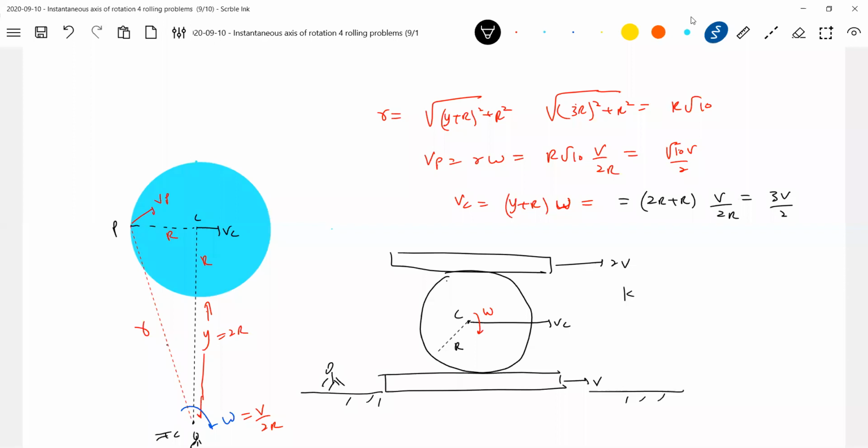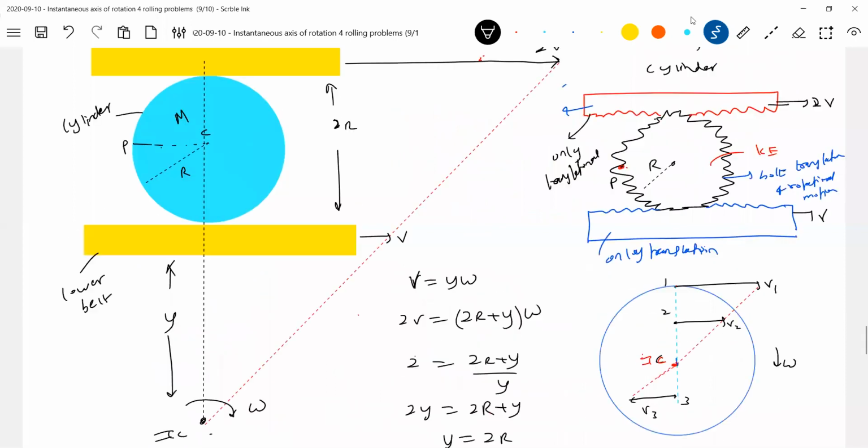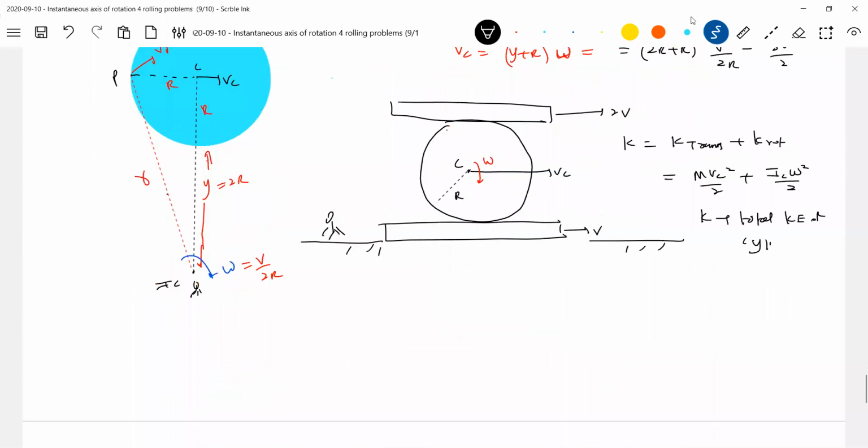Now tell me, what is the total kinetic energy? Translational plus rotational. What is the translational kinetic energy? Half m vc square. What is the rotational kinetic energy? Half Ic omega square. You know vc and omega, substitute them together to get the total kinetic energy of the rigid body. What is K? Total kinetic energy of the cylinder. It's a cylinder, no? What we took is a solid cylinder.